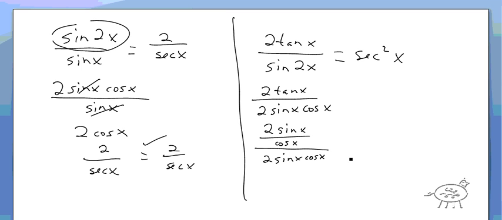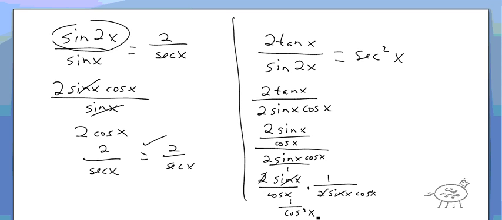Now, not a bad thing to do is change this into multiplication, since we have it in division. So we're going to have 2 sine of x over cosine of x, and if you want to put that as a fraction, times 1 over 2 sine of x cosine of x. So we have the sines cancel out, the 2's cancel out, and we have 1 over cosine squared of x, which is secant squared of x by the reciprocal function, and that's equal to secant squared of x. And we proved that identity.